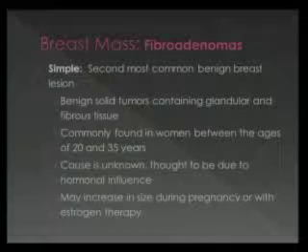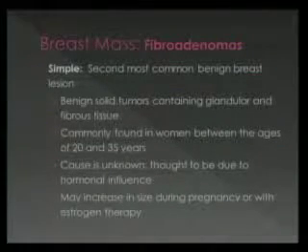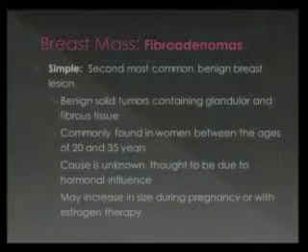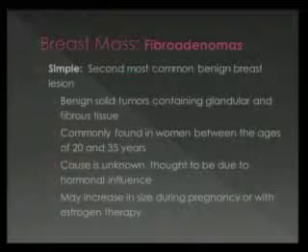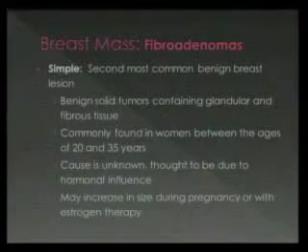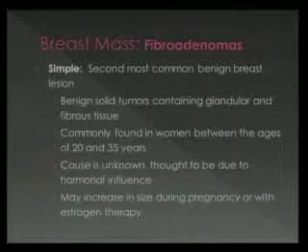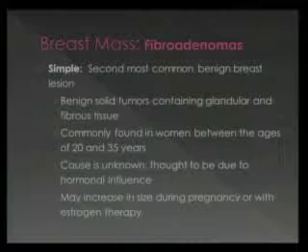So the second most common breast mass is going to be the fibroadenoma. These are benign solid tumors containing glandular and fibrous tissue. They're commonly found in women between the ages of 20 and 35 years old. The cause is unknown, however, they're thought to be due to hormonal influence, and they may increase in size during pregnancy or with estrogen therapy.